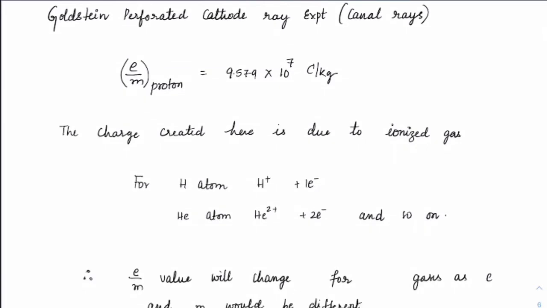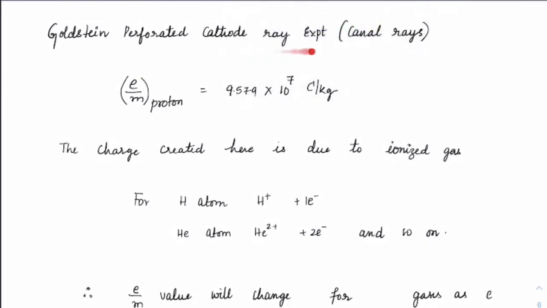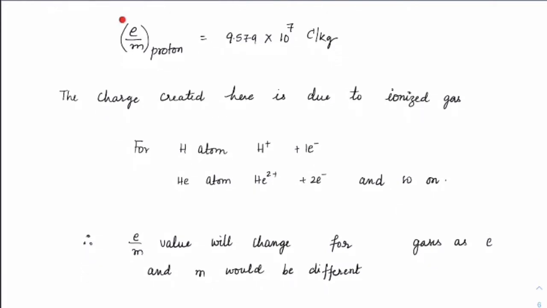In the same way, with the canal rays or perforated cathode rays, we can calculate the charge of a proton. The same logic can be applied, and first the e by m value was calculated. We do the same thing here also. BVQ is equal to Q into E, but this time this charge is for that proton. So you apply that, and you will be able to get the e by m for the proton as this value. You don't have to remember this.